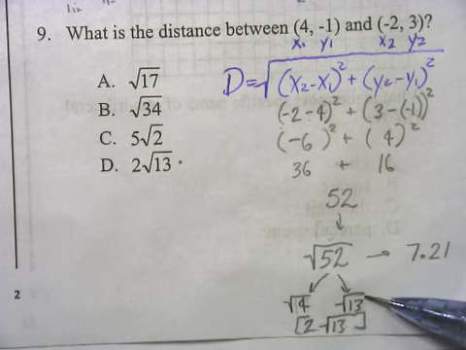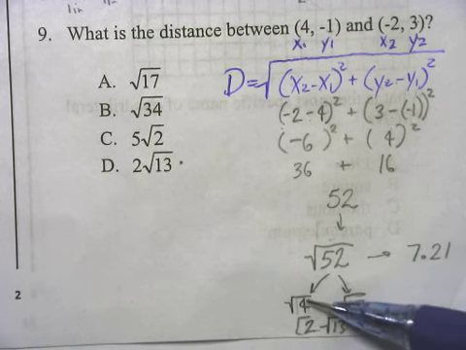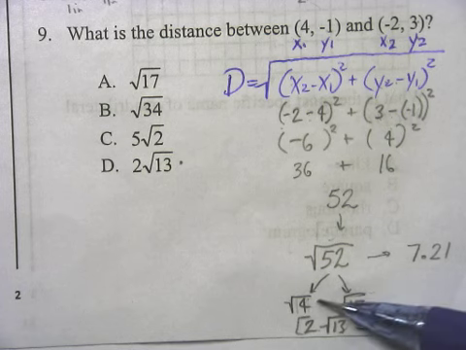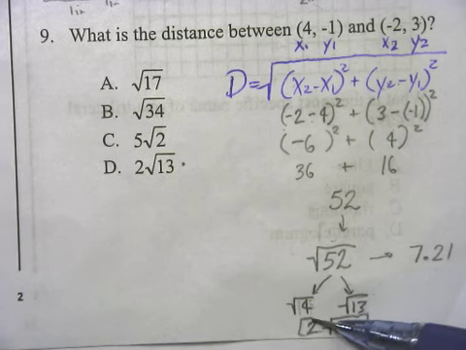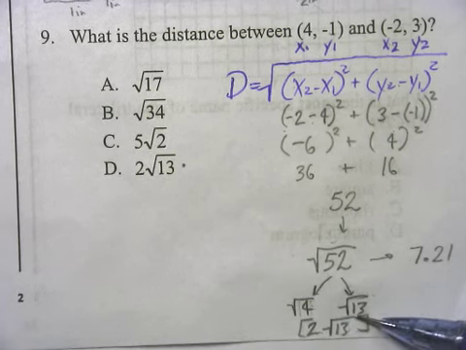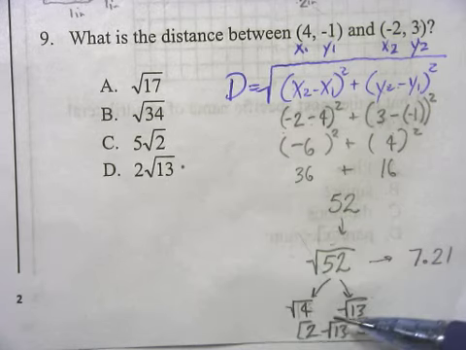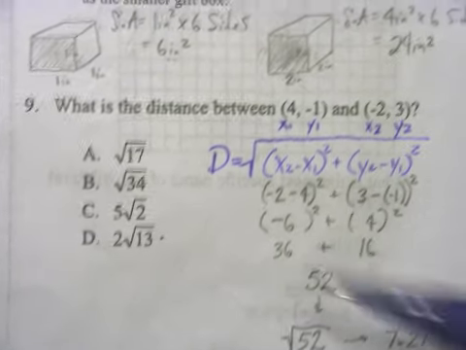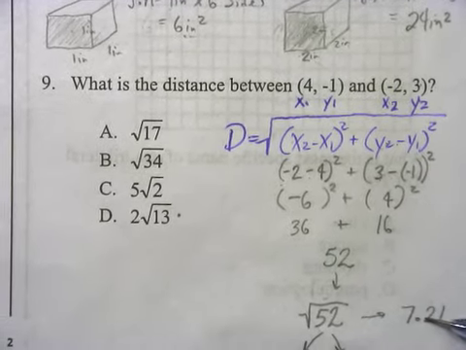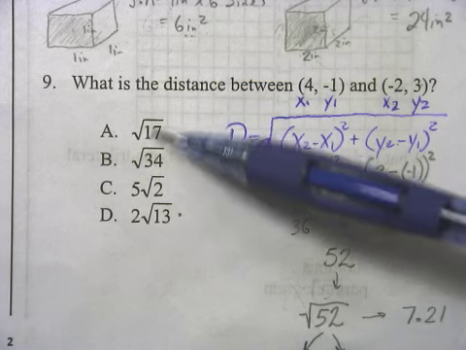7.21. In case you forgot, what two numbers give me 52 when I multiply them? 4 and 13. So it's the square root of 4 times the square root of 13. 4 is a perfect square, which comes out to be 2. So the answer is 2 times the square root of 13, which is choice D. If you forgot how to do this, it's okay.